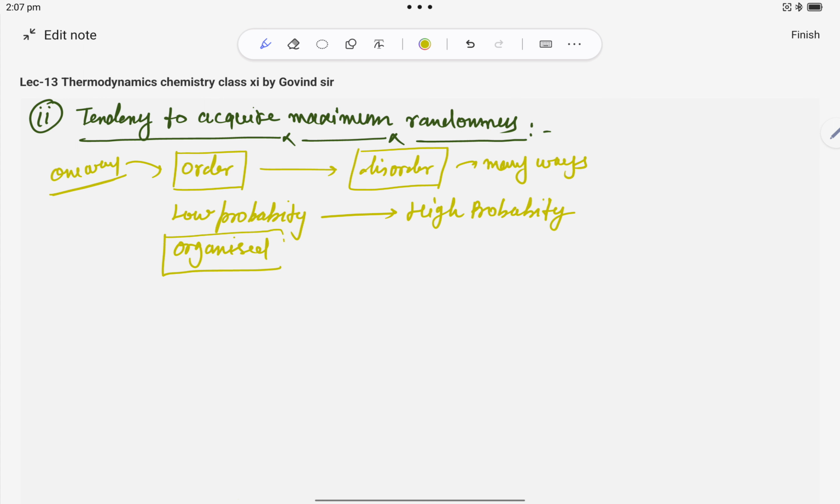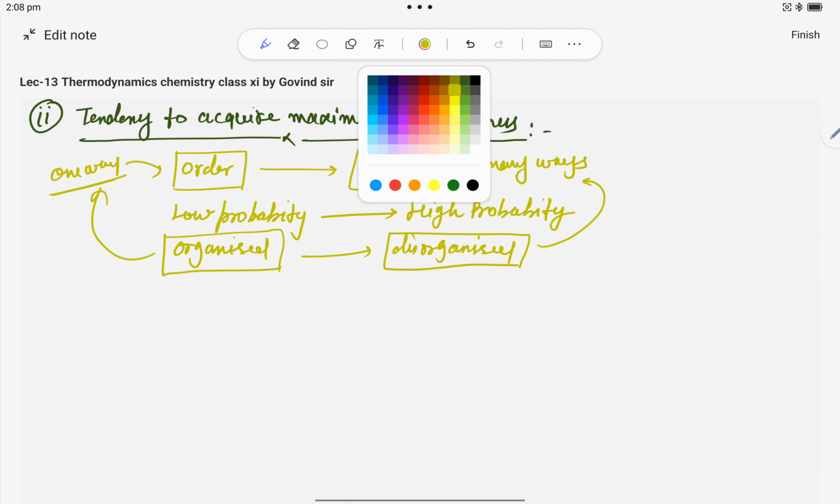Or you can say organized pattern to disorganized. If it moves from organized to disorganized, then randomness increases. Suppose you are coming to your school and going to your class; there is little chance that you will always sit in one place. That is only an organized pattern, but if you sit every day in different places, that is disorganized. So for disorganized there are many ways, and for organized there is only one way. You can understand it like this also. Mixing of gas.